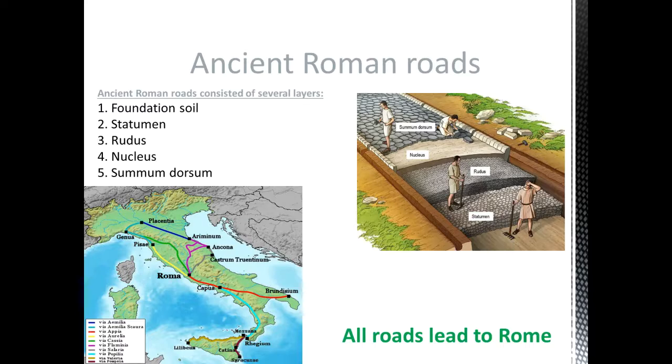The nucleus, a concrete-based layer made of cement, or as we call it today, sand and gravel. It was 30 centimeters thick. The summum dorsum, if I read that right, was the final and topmost layer, consisting of large stone blocks 15 to 20 centimeters thick.